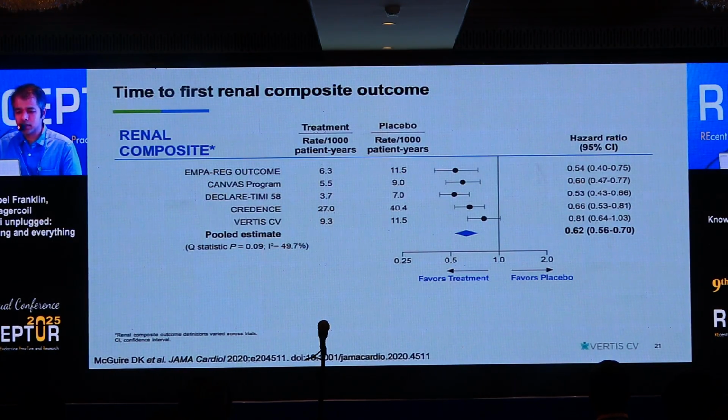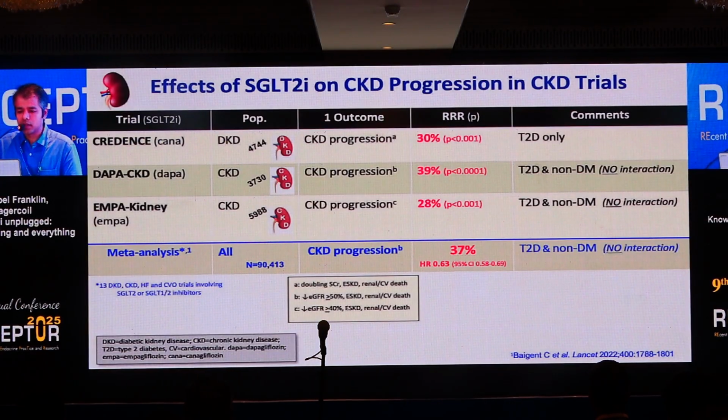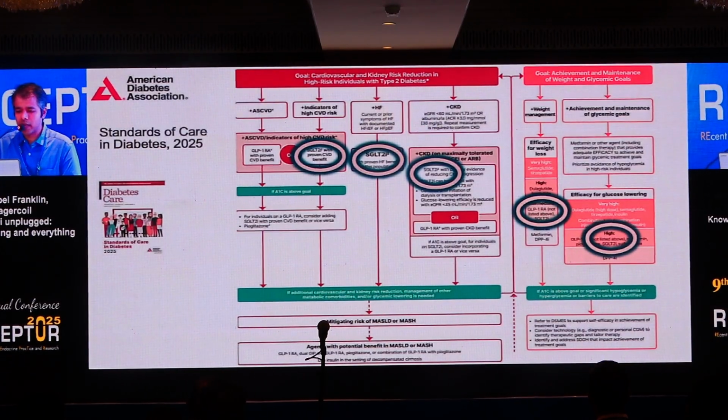And for time to first renal composite outcome, there was a relative risk reduction of around 38% in all the major outcome trials. And these are proper CKD trials: Credence, DAPA CKD, and EMPA kidney. In Credence, they included type 2 diabetic patients, whereas in DAPA CKD and EMPA kidney trials, both type 2 diabetes and non-diabetic individuals were included. From the meta-analysis, it has been shown that there is around 37% relative risk reduction in these trials. So moving on to guidelines, ADA update.